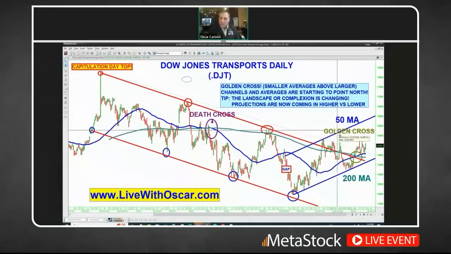Today, I tried to buy the dip, and we were stopped out in NASDAQ. It didn't work today, this morning. Sorry to say, but it's only Monday. However, buying deep dips in this environment, let's not speak day trading. Let's talk swing trading. Buying deep dips inside this blue channel above the golden cross and above the red resistance, which is now support line, is probably what we want to be doing with the transportation average. So the tip is the landscape or complexion is absolutely changing. Projections are now coming in higher instead of lower. All right, love it. Let's see what else is out there.